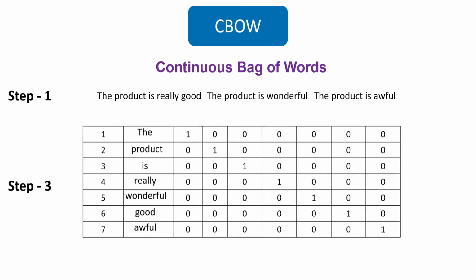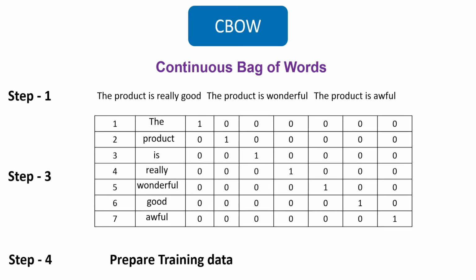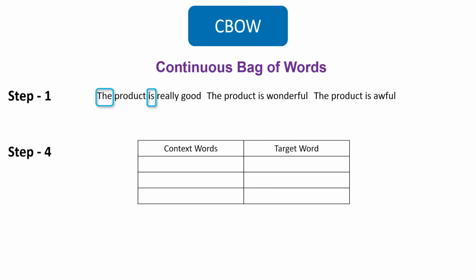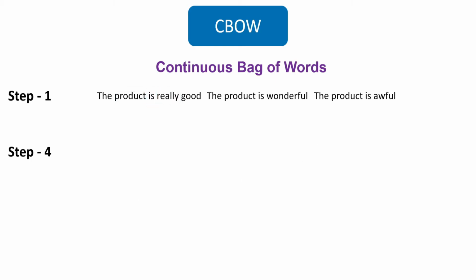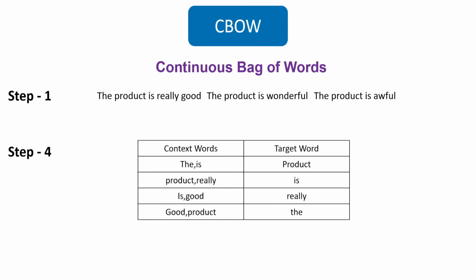And the fourth step is we need to prepare training data. Let's see how to prepare training data. If the window size is 1, then in the first sample, these two words will become the input words. The and is will become the input words. And product will become the target word. So this is how we have to prepare training data. In the second sample, these two words, product and really will become the input words and is will become the target word. In this way, we have to prepare training data. Let's say this is our training data. And the final step will be training the model.